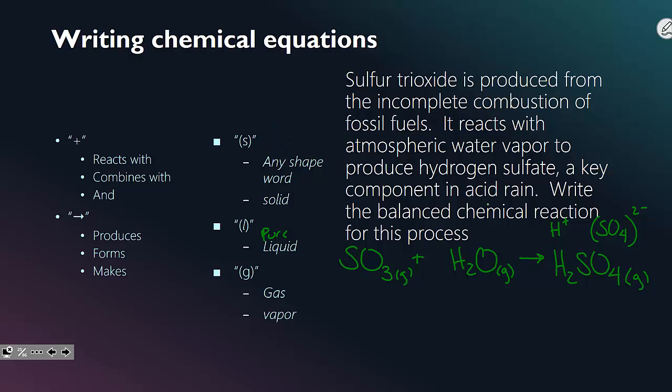Now, in terms of is this reaction balanced, I've got 1 sulfur, I've got 3 plus 1, or 4 oxygens, and I've got 2 hydrogens. That becomes 1 sulfur, 4 oxygens, and 2 hydrogens. This reaction was balanced just based off of the nomenclature. I don't have to do anything. Its coefficients are 1 to 1 to 1.